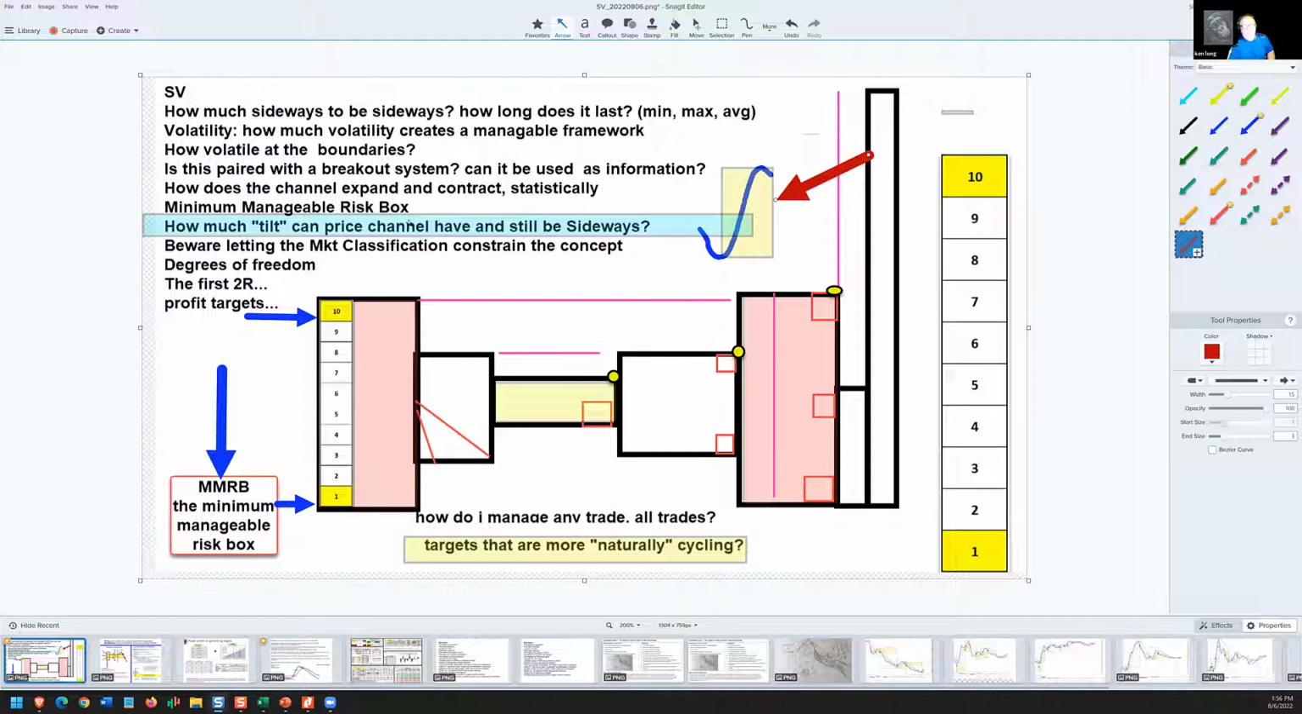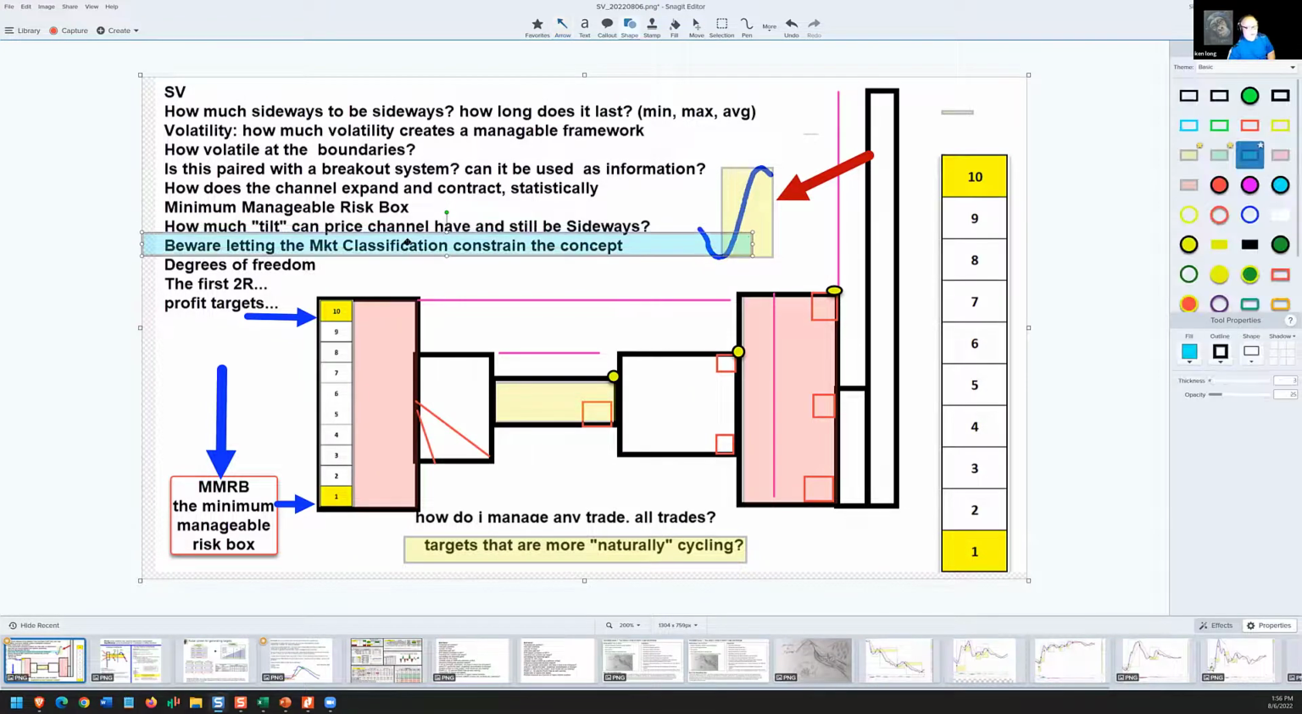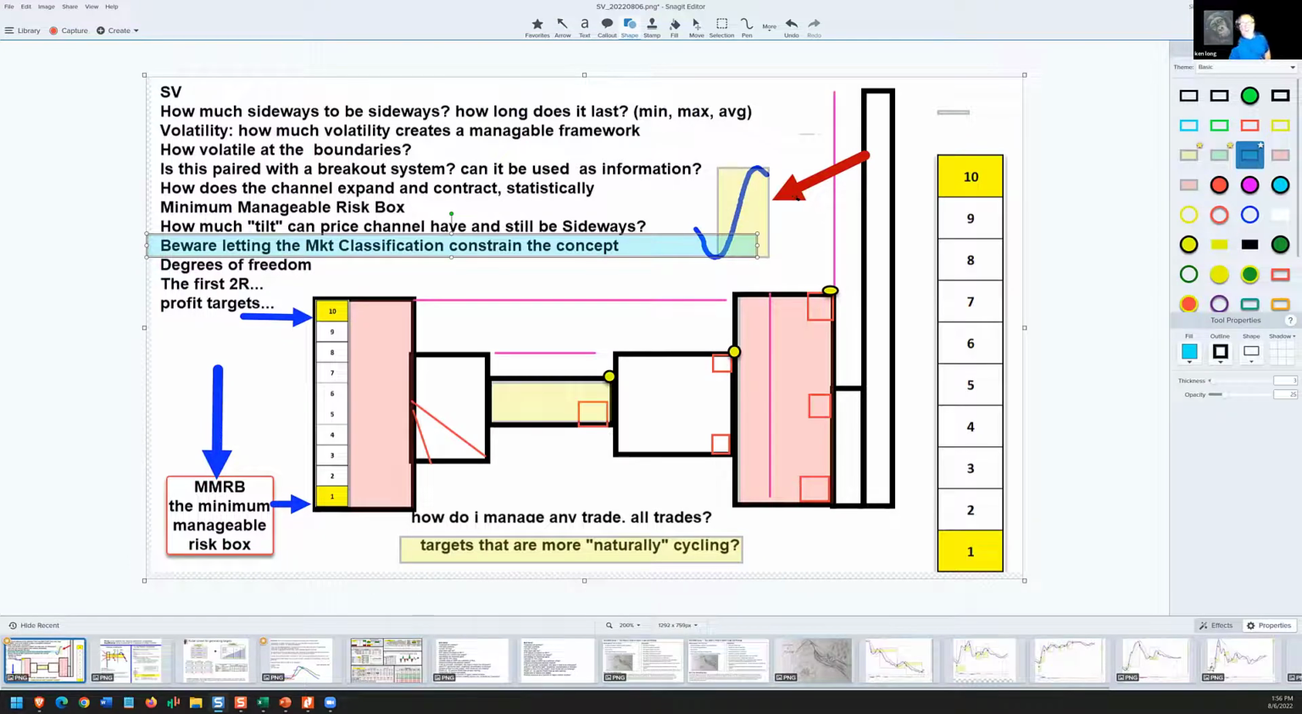So the next point, that leads kind of to the next point, if I answered your question on that one. Beware letting the market classification constrain your concept. And that is, you guys spent a lot of time being very clear and precise about what the criteria for go, no-go was. How volatile is volatile, how sideways is sideways. We want to make sure those things are robust.